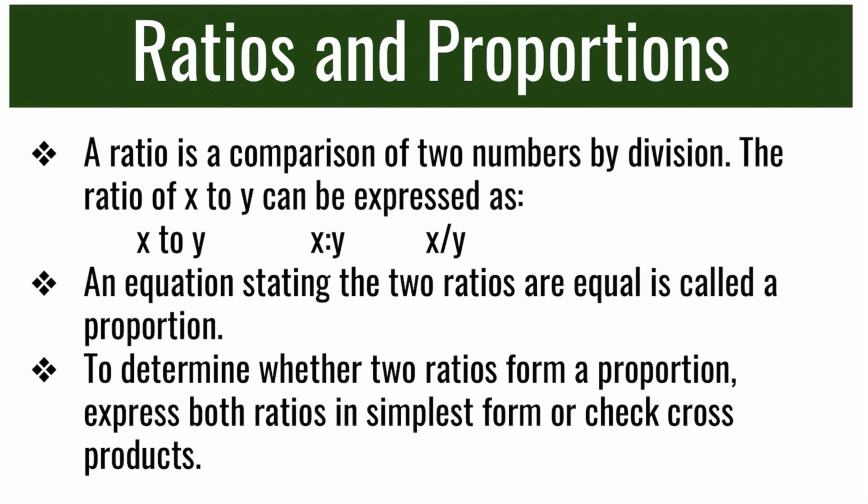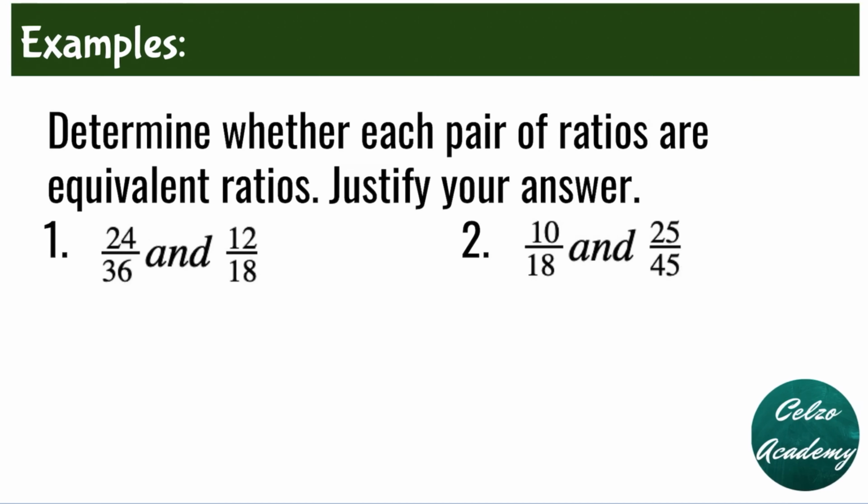And to determine whether two ratios form a proportion, we can use two methods. The first method is to express both ratios in simplest form. And the second method is by using cross products. Let's have these two examples. Determine whether each pair of ratios are equivalent ratios.